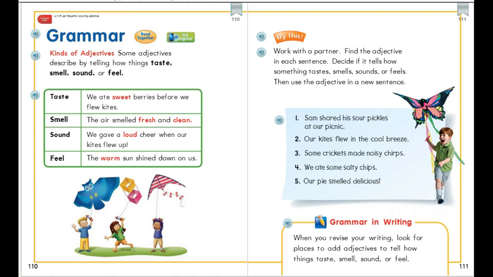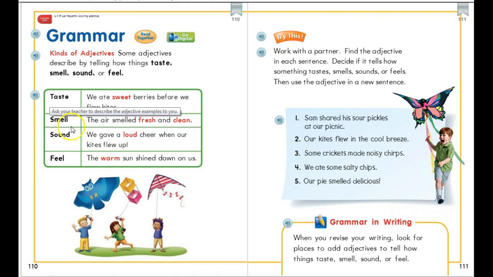Turn in your student book now to pages 110 and 111. Let's read together kinds of adjectives at the top of the page. Some adjectives describe by telling how things taste, smell, sound, or feel. Here's an example for each one. Taste. We ate sweet berries before we flew kites. That describes how the berries tasted.